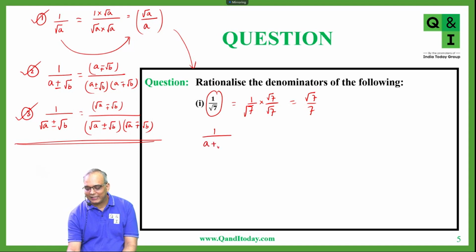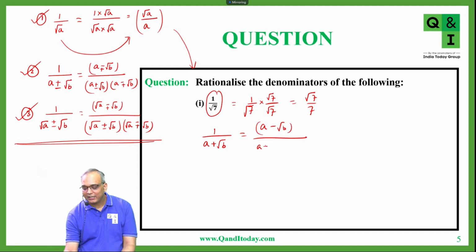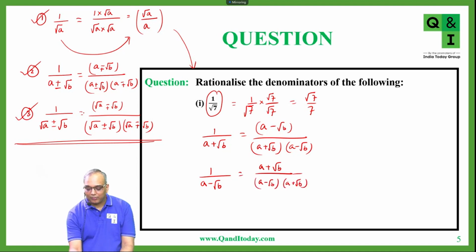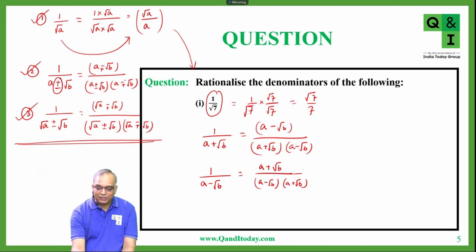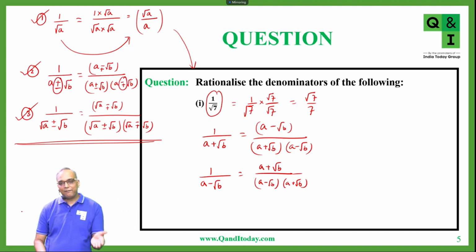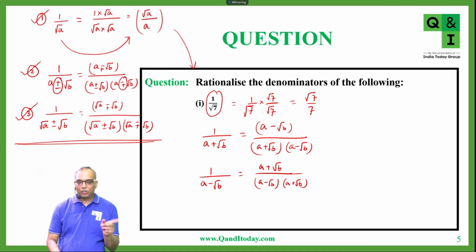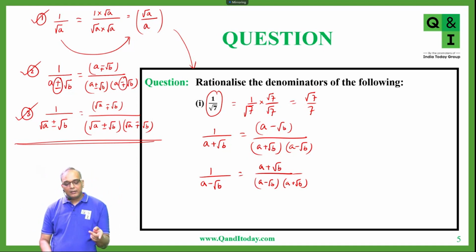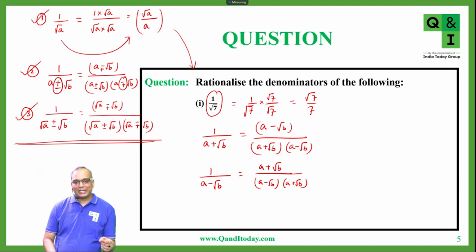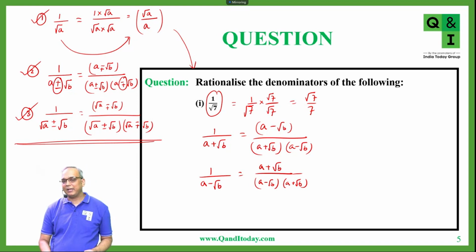So if we have 1 by a plus root b, then a minus root b is the conjugate, and we multiply both numerator and denominator by a minus root b. If we have 1 by a minus root b, we multiply both numerator and denominator by a plus root b. So if there is plus minus here, you will multiply by minus plus. Means if we have a plus sign, then we multiply by minus. The sign on the top will be considered. And if we are considering the sign in the bottom, that is minus, then we'll multiply by plus.